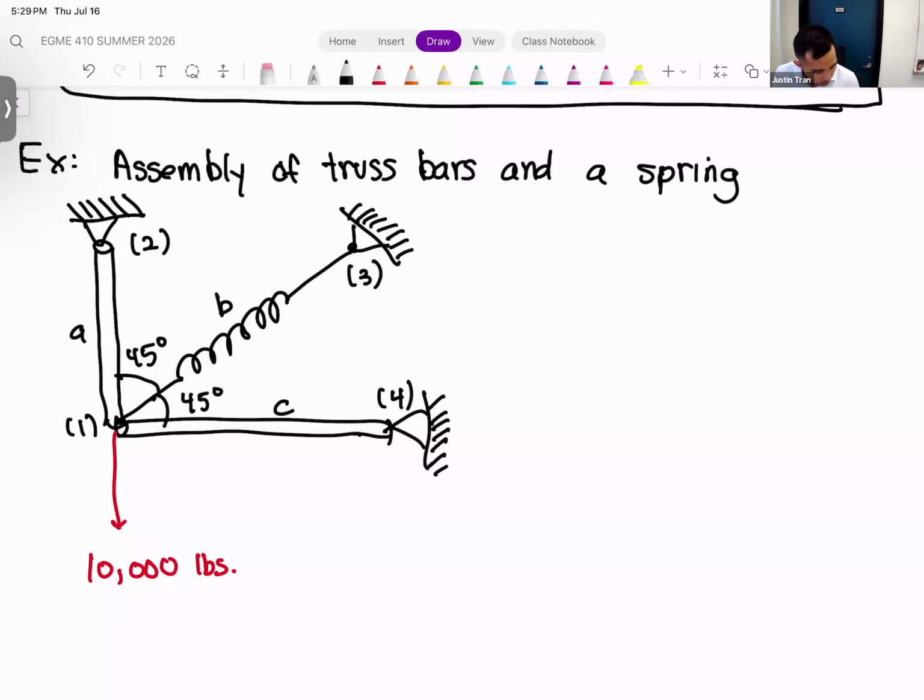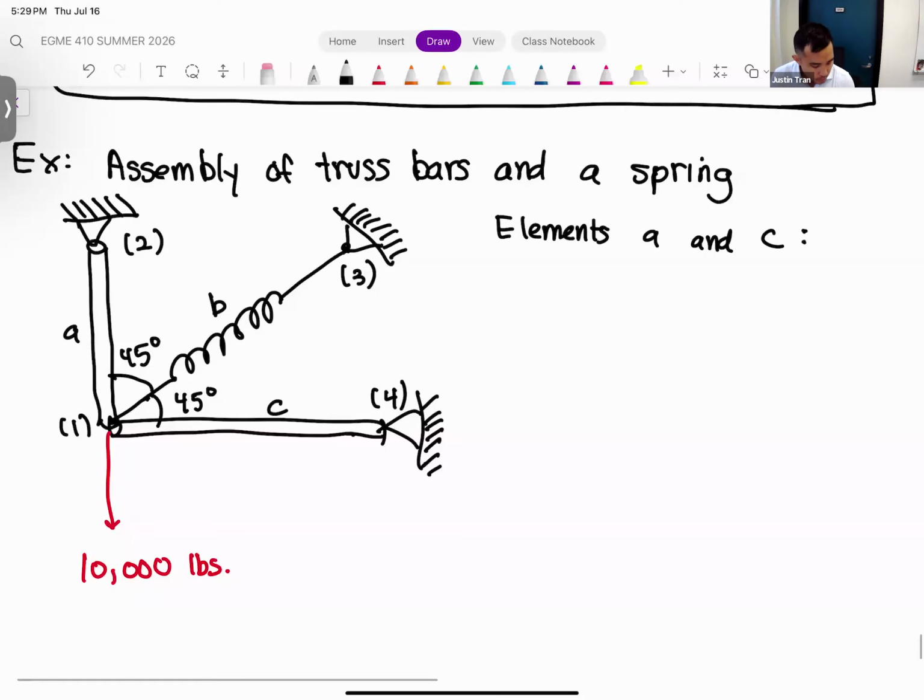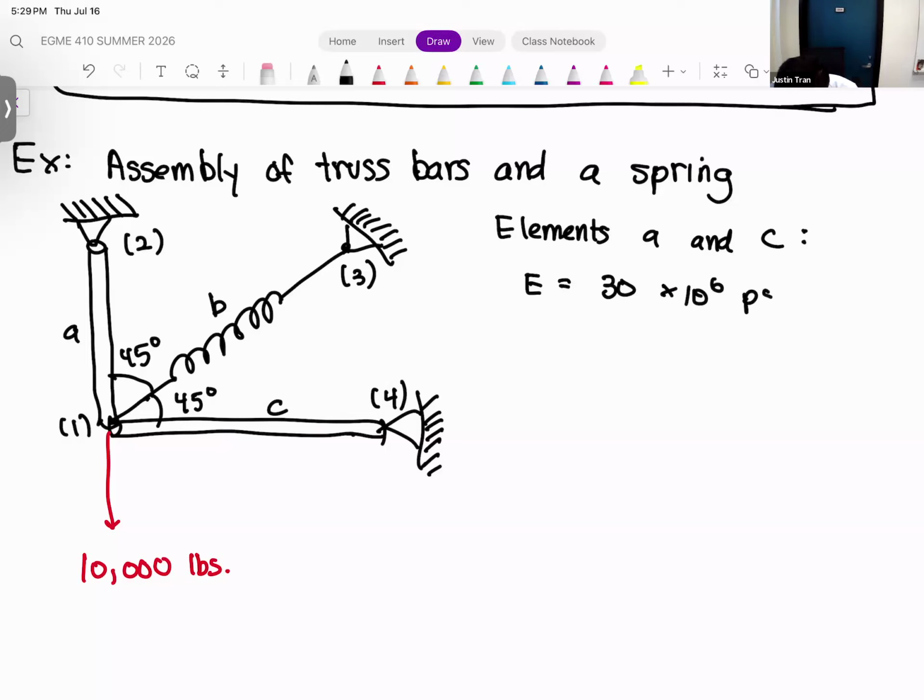Let's also write in our element properties. For elements A and C, these are truss bars, and so we need to have their Young's moduli, the cross-sectional area, as well as the length. The Young's modulus in this case is 30 times 10 to the 6 psi. The cross-sectional area we're assuming is 2 inches squared, and the length of those two elements is going to be 10 feet.